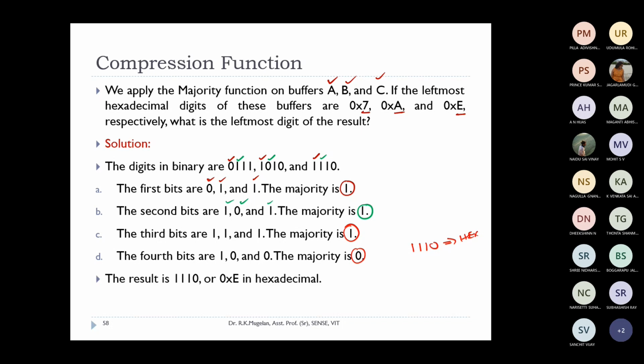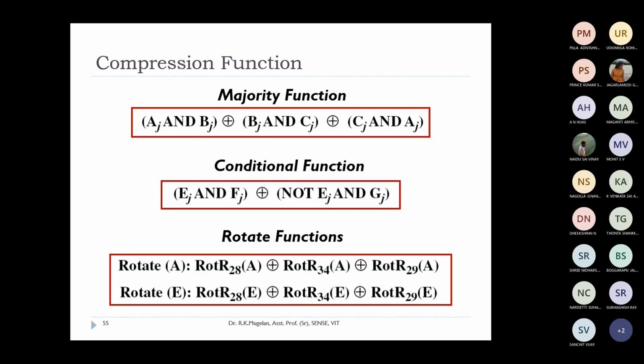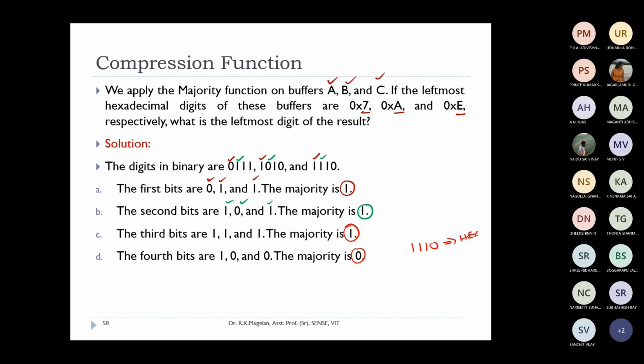This is the easiest way to do the majority operation, instead of going with the operation of A AND B, XOR B AND C, and C AND D. No need to go with that. Simply convert them into binary, take the values, check which is the majority, and put that as the output. Is it clear, guys, regarding this majority function?